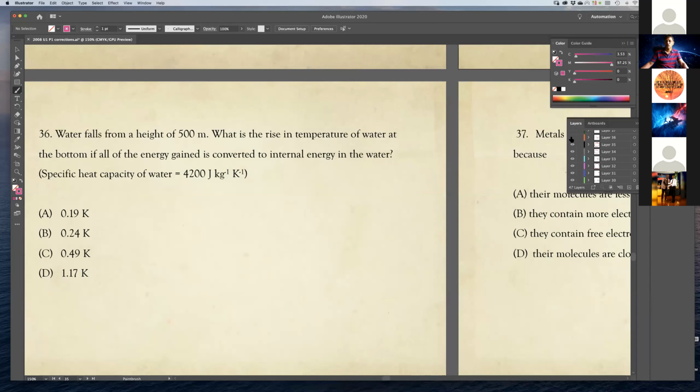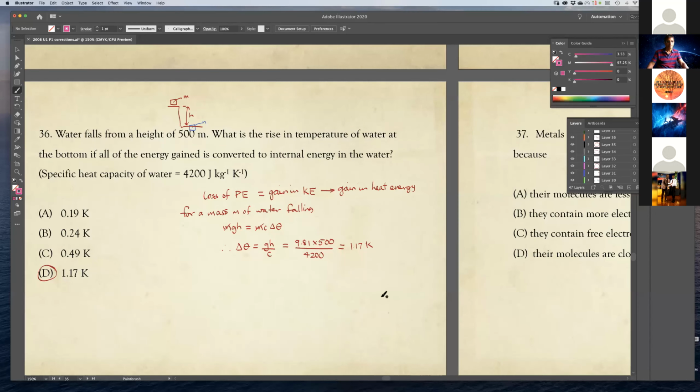Number 36, I already wrote up the solution here. Basically, the water is falling from a height of 500 meters. If the water is falling from that height, the water has potential energy at the top. As it falls, the water converts that potential energy to kinetic, but when it hits the pool of water at the bottom, the water gets churned up and it converts that kinetic to heat energy. So the water is supposed to be slightly hotter here because the loss in potential energy becomes equal to essentially the gain in heat energy.